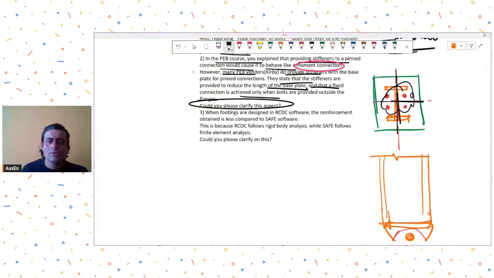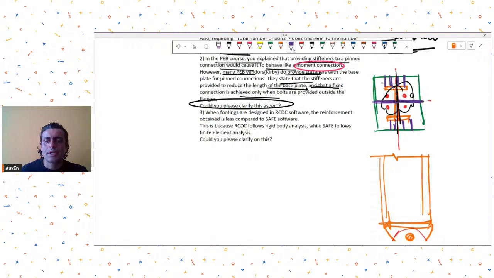So what I was saying is that ideally in this case, I would not want to have any additional stiffeners added to the column and base plate, because what will happen then is these stiffeners will start providing some level of moment resistance to this connection, because now this gets connected through welds and all those things.